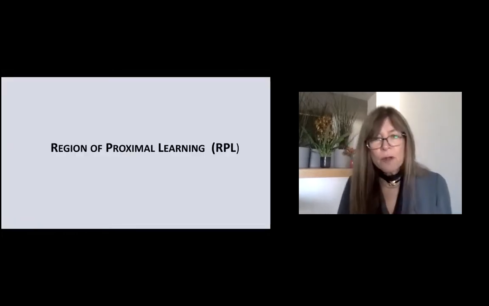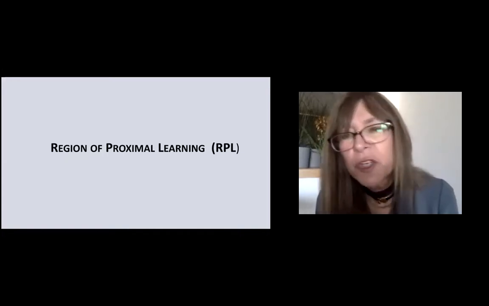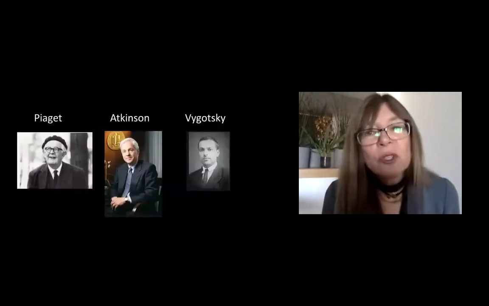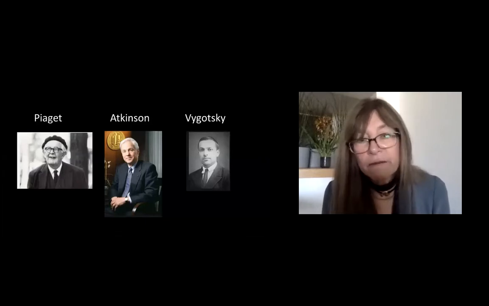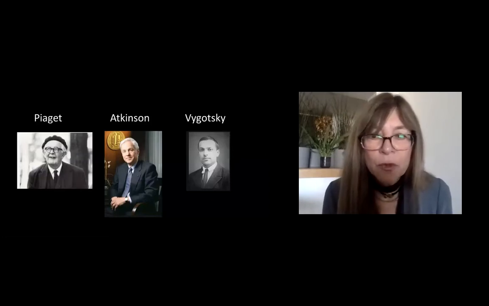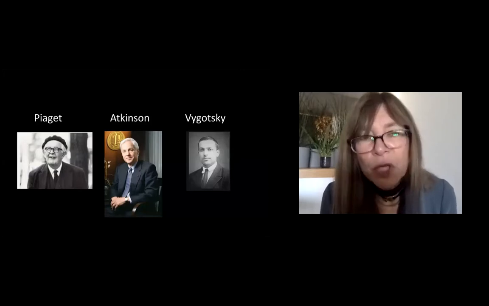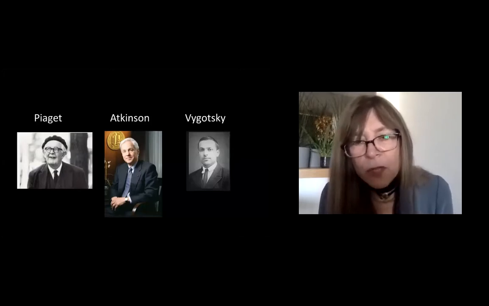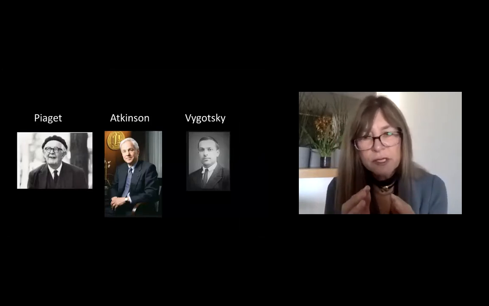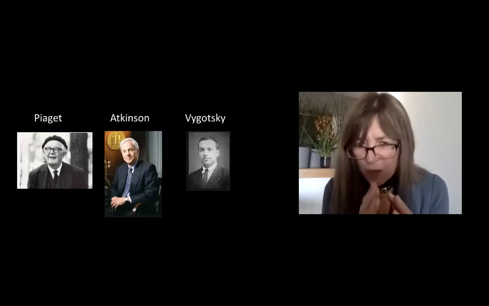Okay, the third model that I'll talk about, and that I champion, is the region of proximal learning model. The region of proximal learning model is in line with a number of very distinguished thinkers. Piaget talked about the idea, when he was contrasting assimilation and accommodation, that you can accommodate to those things, rather than just assimilate, that are just a little bit beyond what you know. But they're very close to what you know.